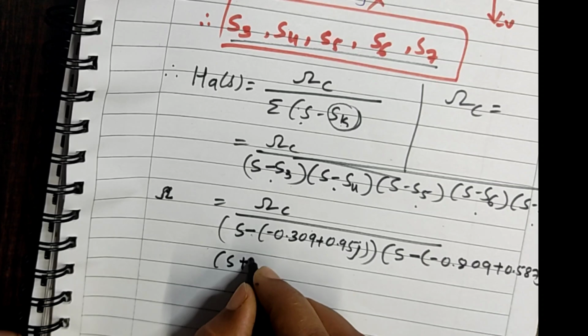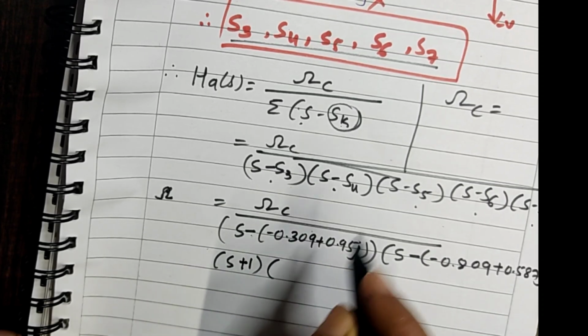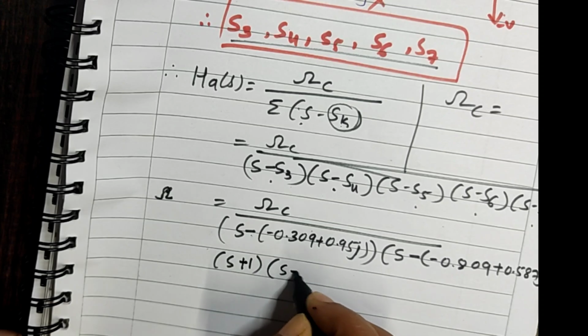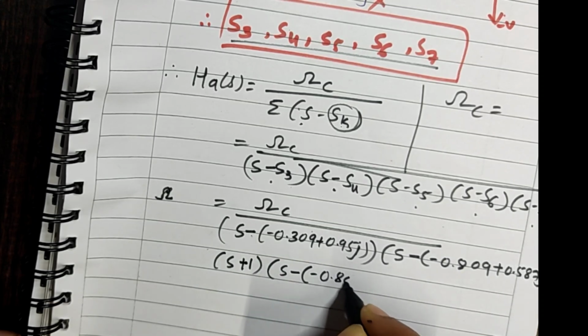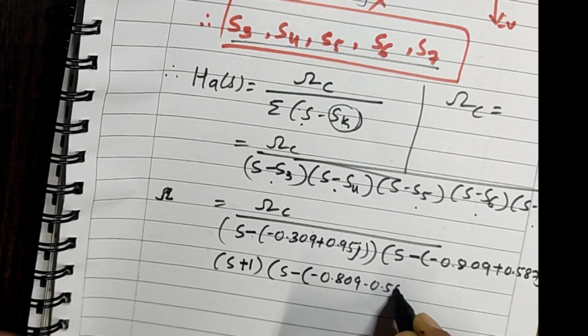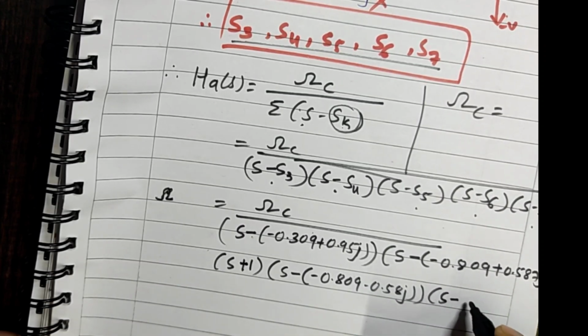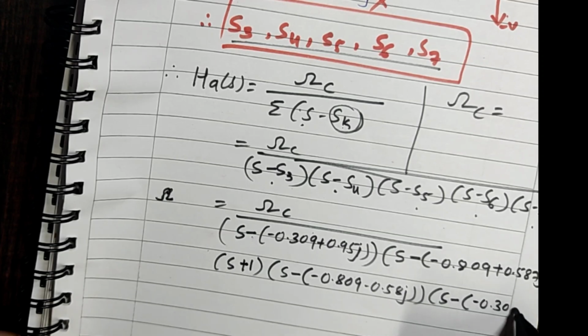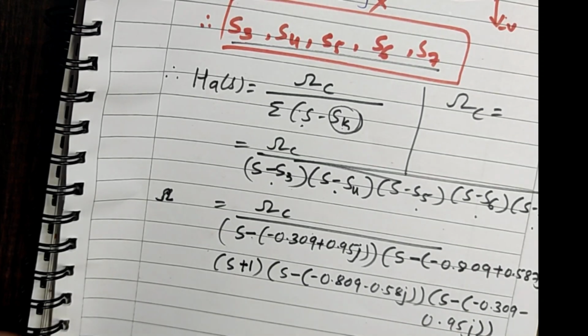So minus plus, so S plus 1. Another one, next S minus S6. S minus of S6 is minus 0.809 minus 0.58j. Okay. Next, last one is S minus S7. S7 is minus 0.309 minus 0.95j. Okay. Now we need to simplify this.